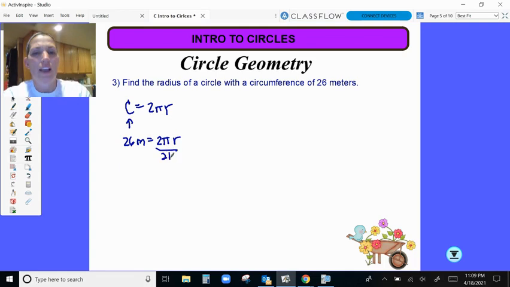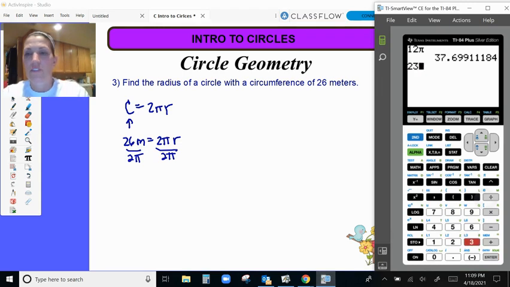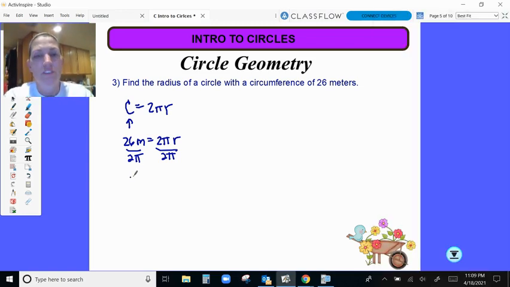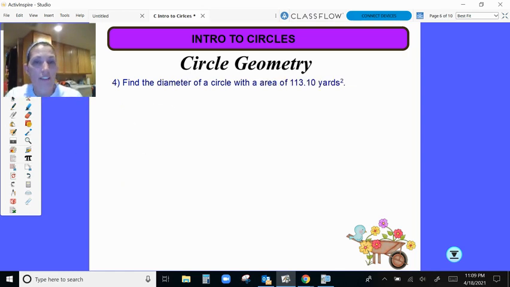And this time I'm going to have to actually divide by pi in order to find my radius. So I have to take my 26, divide it by, and I have to put it in some parentheses to get my 2 times pi. Divide it by the whole thing. It's about 3.7. So 3.7 is approximately equal to my radius. Okay, and that's it.